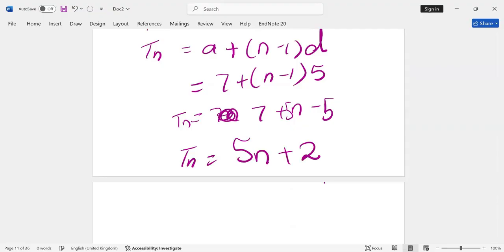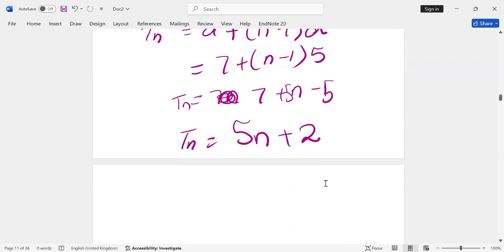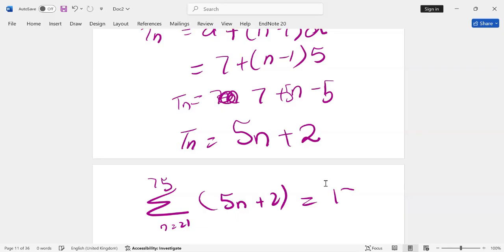All right. So in sigma notation, the lower limit must be the term number of the first added term, which is n equals 21. And the upper limit is the last term, that is n equals 75. So in terms of the general term Tn, we can write it like that: summation n equals 21 to 75 of 5n plus 2, that is equals 13,310. All right, so this is the required answer for this question.